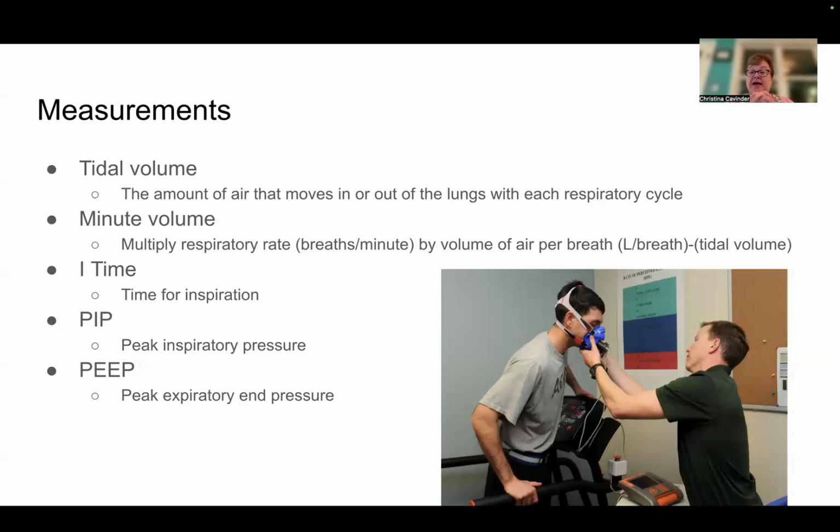PEEP is the positive end expiratory pressure. So this is how much pressure is left. How much pressure does it take to keep the lungs somewhat open? So you don't want them to collapse all the way down, because if you have the alveoli collapse and close, you can't open them back up very well because of mucus and everything that makes them stick together. So you want a little bit of air in the lungs after you exhale. And that is your PEEP. That's the amount of pressure that it takes to keep your lungs sort of open so that they don't collapse down on themselves.